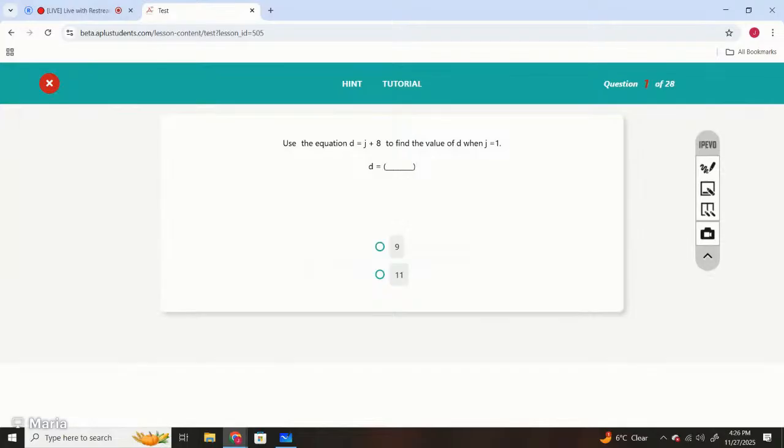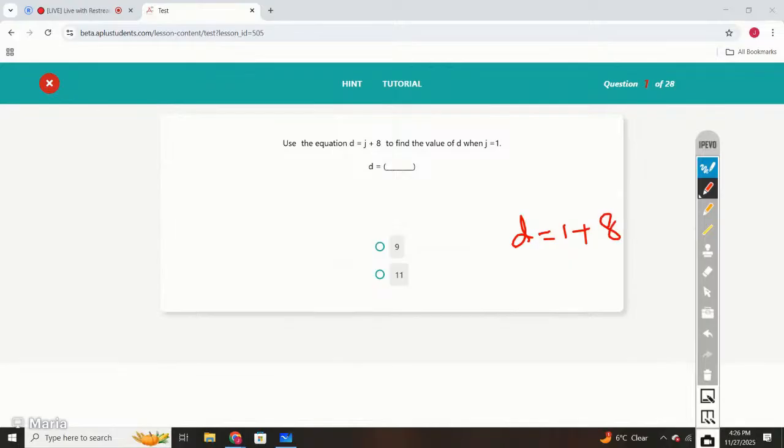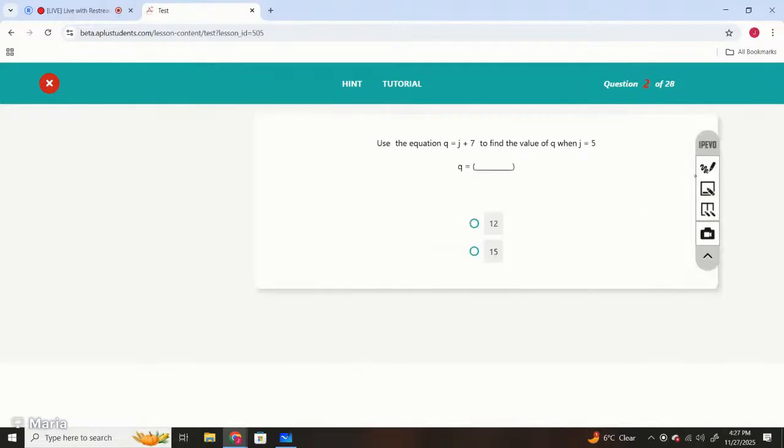Use the equation d equals j plus 8. Find the value of d when j equals 1. So replace the variable j with the value that is 1. So d equals 1 plus 8. So 1 plus 8 equals 9. So d equals 9. Option number 1 is the correct option, that is d equals 9.